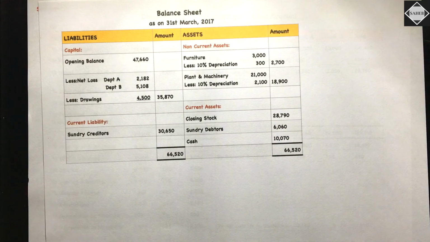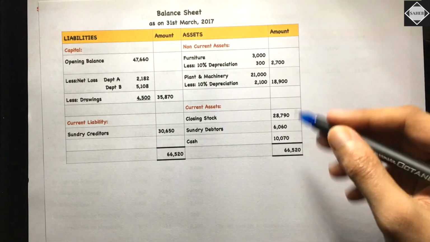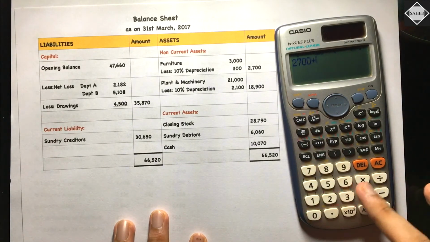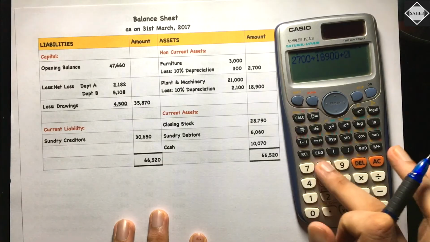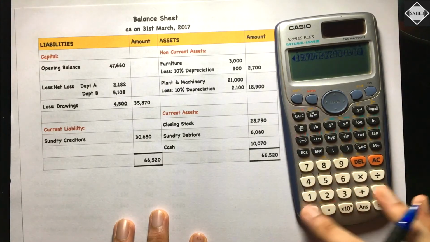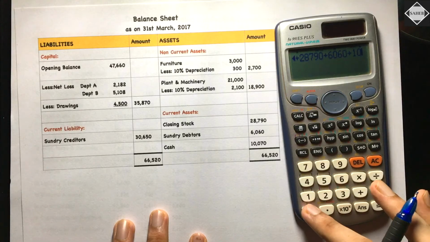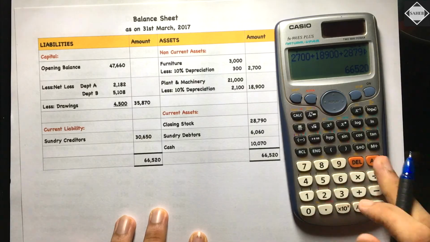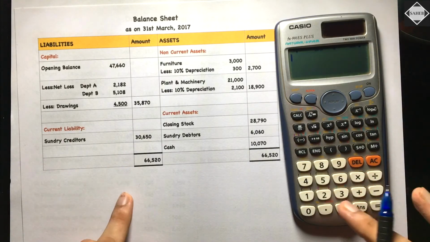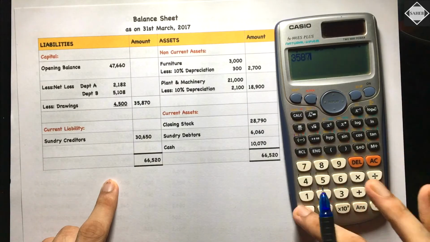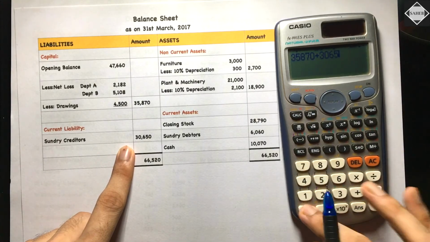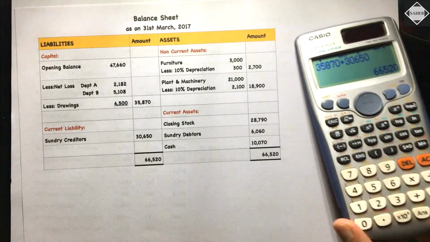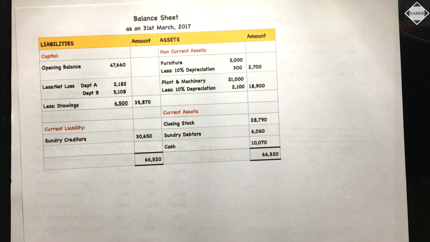Your answer is over. Was it difficult? No, it's really simple and it tallies. Do you want to see the sum? 2,700 plus 18,900 plus 28,790 plus 6,060 plus 10,070, that is equal to 66,520. The total of assets. And then total of liabilities and capital: 35,870 plus 30,650, that is equal to 66,520. So it tallies. If it tallies, then your answer is right. It always will tally.